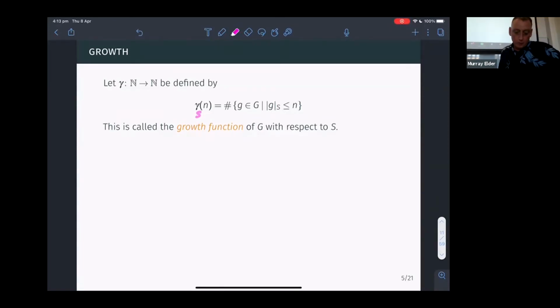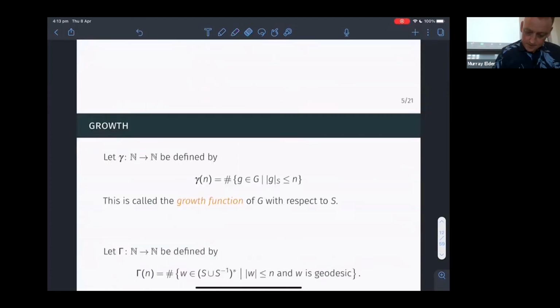It's been mentioned a bit already that this is actually a quasi-isometry invariant of the group. You have to define an equivalence of functions. So exponential functions are all equivalent, and polynomial functions of each degree are equivalent with each other. And then you get a quasi-isometry invariant. So that's a growth function.